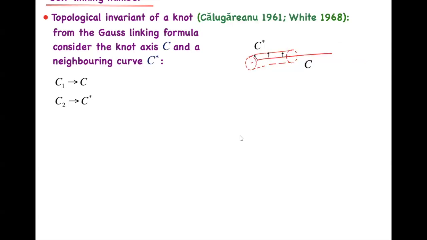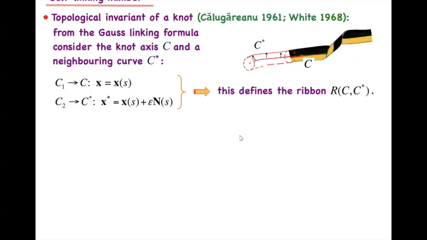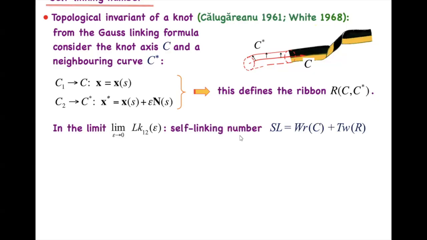The two curves are here, the axis and another curve. They are connected through this unit vector. The unit vector refers to a ribbon. So you introduce the mathematical concept of a ribbon. The first curve is this. The second curve is done by this unit vector, epsilon being the width of the ribbon. And this defines the ribbon. Sometimes it's called the ribbon of C, C star, where the other term refers to the unit vector that is producing the ribbon. So you have a linking number between C and C star well defined.